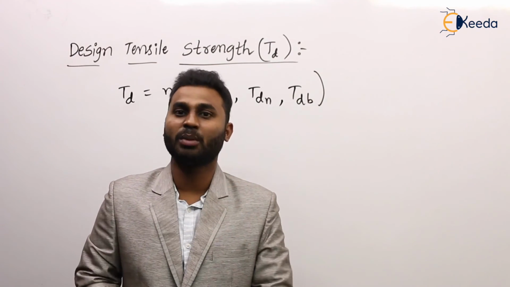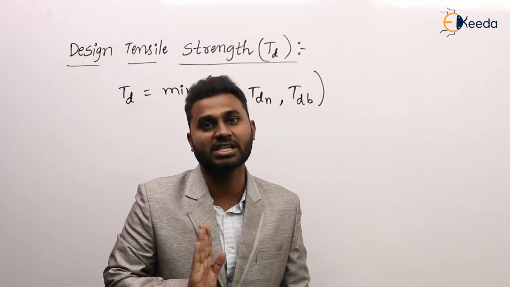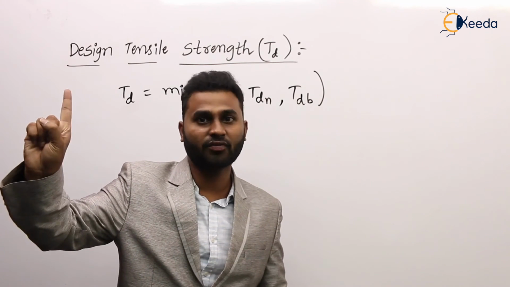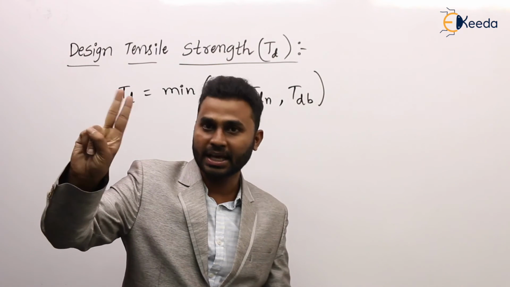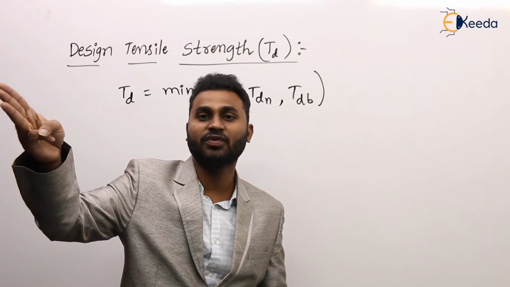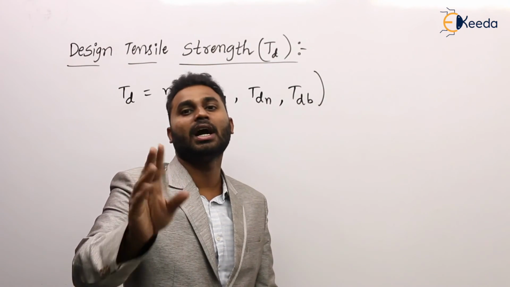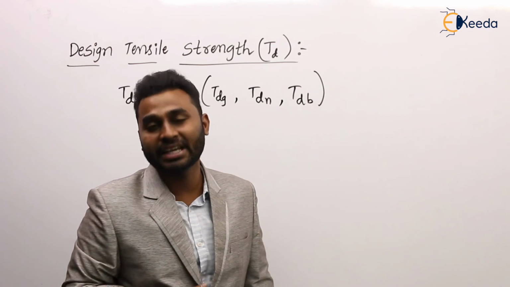Next, IS Handbook number 1. So these are the 3 code books we are going to use in the design of steel structures. What are those? IS 875, that is for loads, and IS 800, that is for structural steel, and IS Handbook number 1, that is for structural steel members. Agree? So based on these three, we are going to design our steel structures.